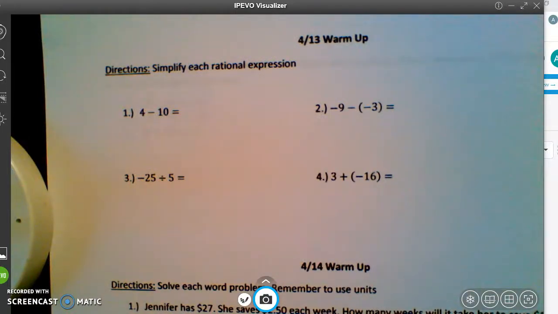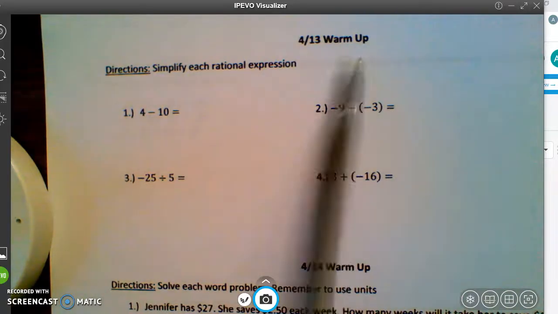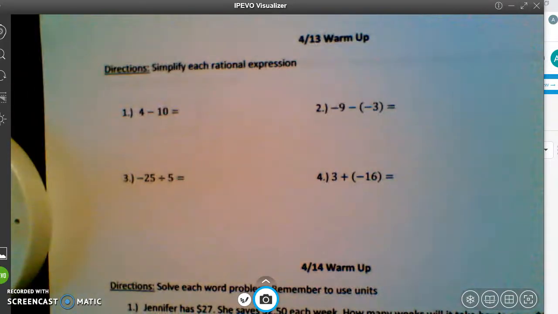Reminder, if you are at home without internet, you're going to want to pause this and go ahead and do it. You're going to want to take a picture or save it on a document on your device and then upload it to the jump drive so that I can look at it whenever you turn your jump drive back in. If you are at home and you do have internet, you need to head on over to Assessments and look for the 413 warm up and go ahead and do that. Okay.